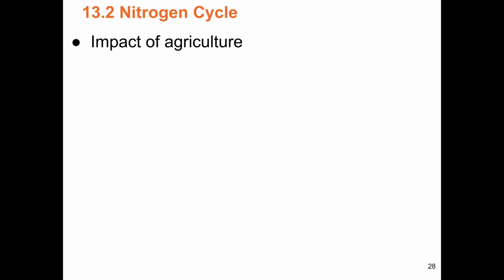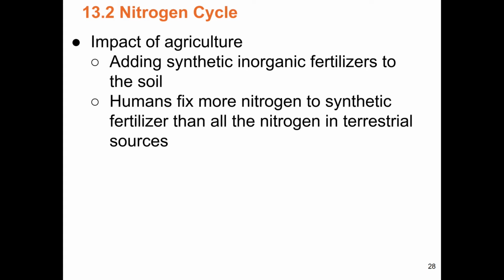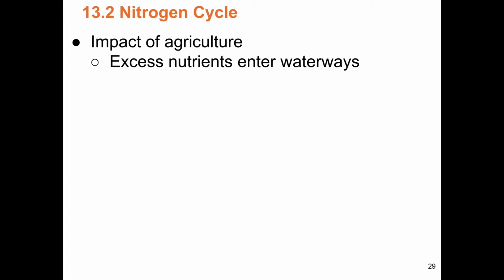Nitrogen is an important fertilizer for plants. Plants need lots of nitrogen. And if there's insufficient natural nitrogen, what farmers for some time since World War I actually have been doing is adding synthetic inorganic fertilizers, which is a losing proposition. Humans fix more nitrogen to synthetic fertilizer than all the nitrogen in terrestrial sources. So farmers put too much nitrogen on their crops.